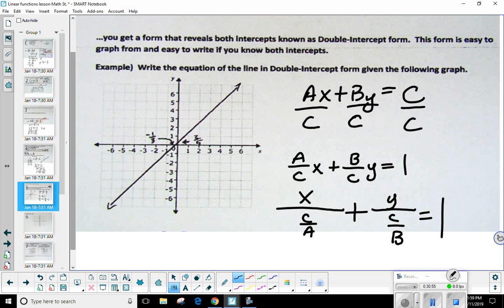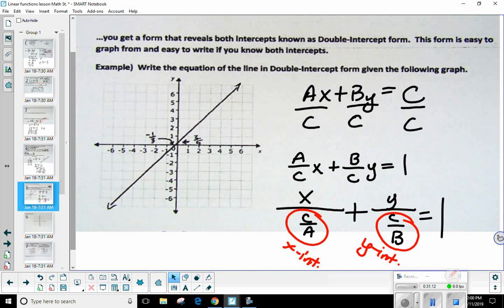This is what we call double intercept. Why are we calling it double intercept? Do you notice anything about those denominators? Yeah. C divided by a was your x-intercept. C divided by b was your y-intercept. There you go. So if you know the intercepts of your line, you can immediately plug those in, and you could rewrite it into standard form. You could rewrite it into y equals mx plus b, any form you wanted. Okay, it's just manipulating it.